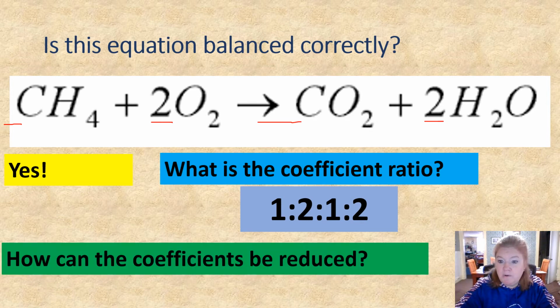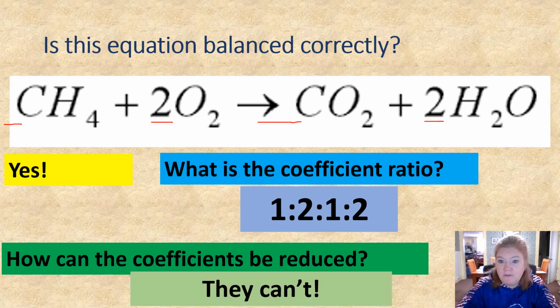Can I reduce those coefficients? No, I have a 1. If you have a 1, it's guaranteed to be the smallest whole number ratio. So no, I can't reduce them, so it's balanced correctly.